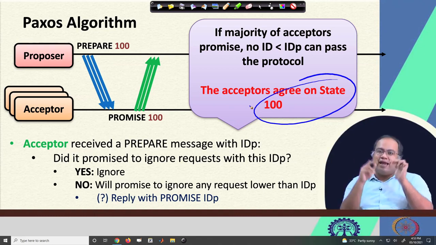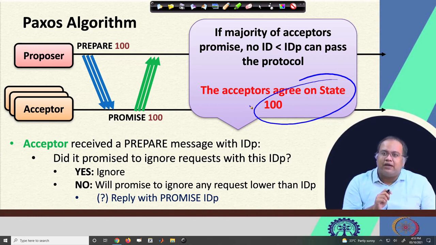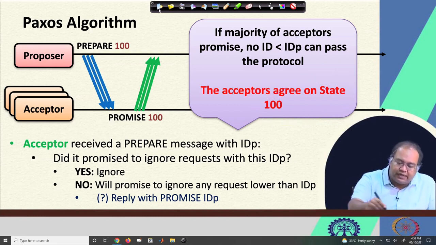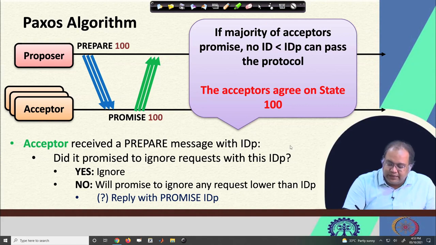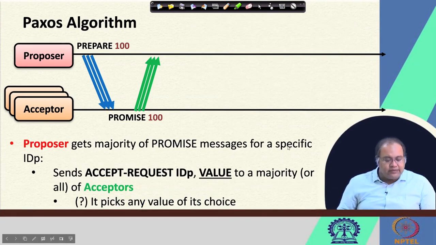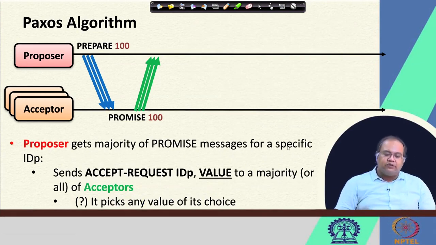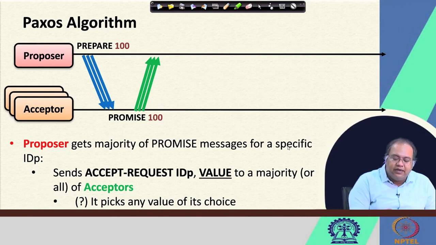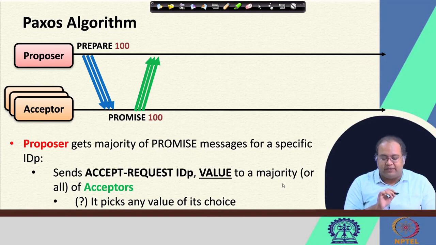Well, so they agree on a current state value. So, once they agree on that current state value, now let us see what happens next. Next, once the proposer gets a majority of the promise messages for a specific IDP, the proposer now sends this accept request with IDP and a certain value to a majority or all of the acceptors.